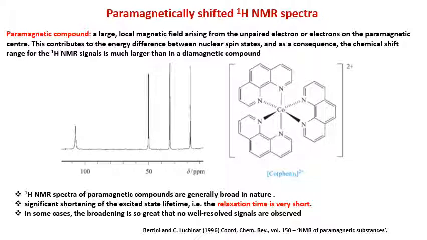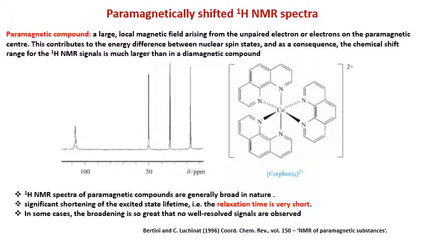has a significant consequence on the 1H NMR spectrum of the compound, because it imparts a local magnetic field arising from the unpaired electron or electrons on the paramagnetic center, affecting the protons attached to or surrounding the paramagnetic metal center. This contributes to the energy difference between the nuclear spin states, changing the nuclear spin state energy levels, and as a consequence the chemical shift range for the proton NMR signal is much larger than in a diamagnetic compound.